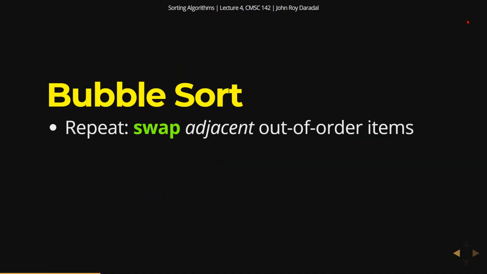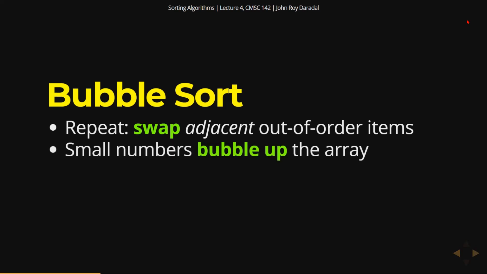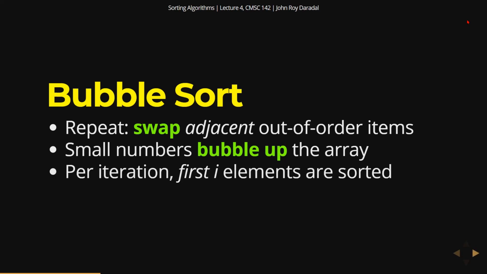The next one is bubble sort. And for bubble sort, what we'll do is we'll repeatedly swap adjacent out of order items. So if they are adjacent, meaning they are next to each other, and if they are out of order, meaning they're not in the sorted order, then we will swap them. Okay, and what will happen is small numbers will bubble up the array, meaning they will go to the front. Okay, and we'll also see the same scenario wherein per iteration the first i elements are sorted.